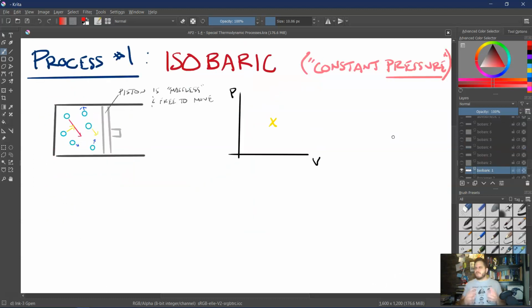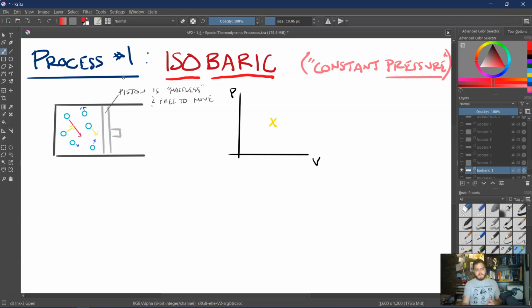The first type of process we're going to look at are what are called isobaric processes. Now, isobaric, specifically, we have this prefix here, iso, which means same or equal. And baric essentially refers to pressure. Think a lot like barometer. A barometer measures pressure. So an isobaric process is a constant pressure process. The pressure should be the same the entire time.